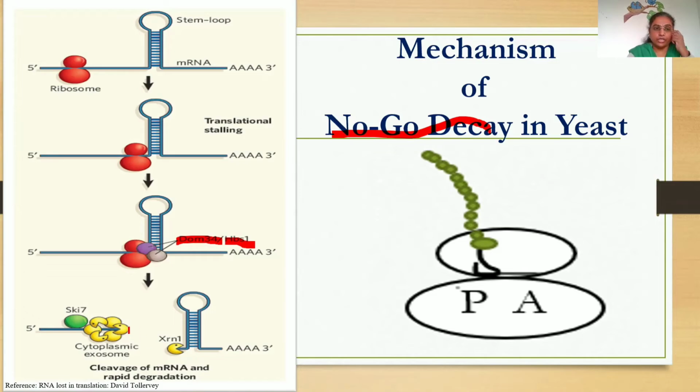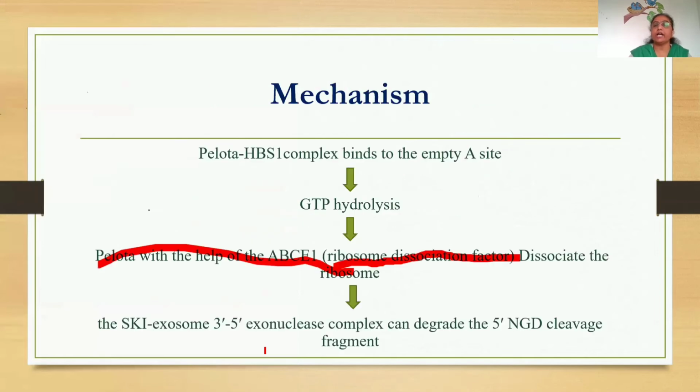The RNA fragments released after dissociation of the translational unit are cleaved by SKI7 in the 3' to 5' direction and XRN1 in the 5' to 3' direction. In this way the RNA is cleaved, the translational machinery is dissociated, and the released ribosomes are used for the next translational processes.